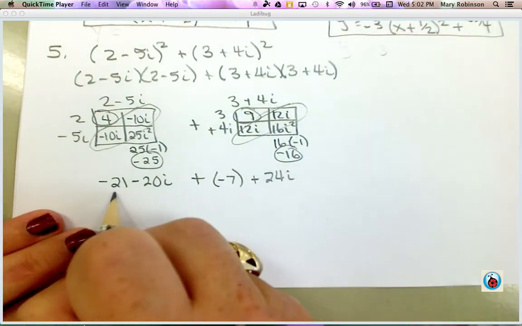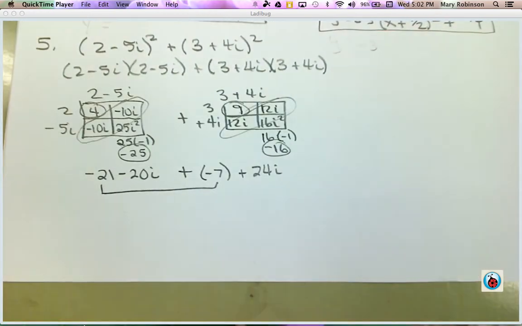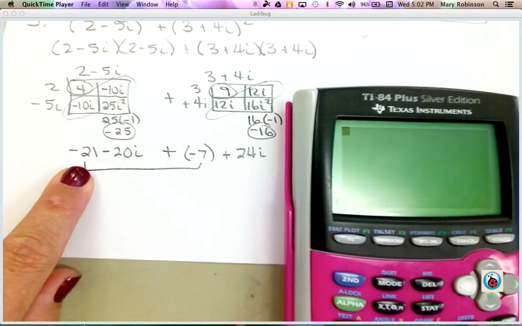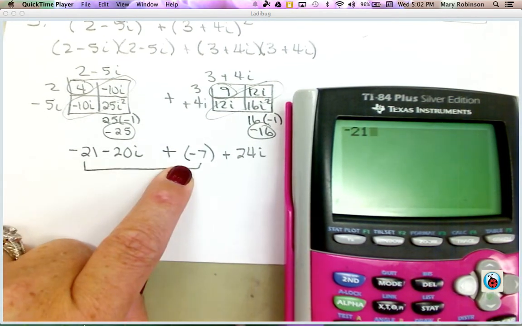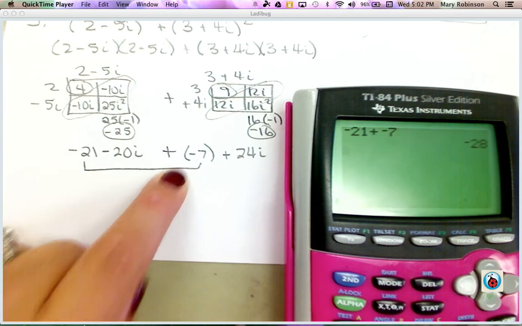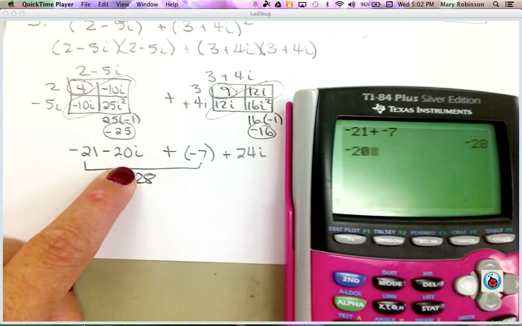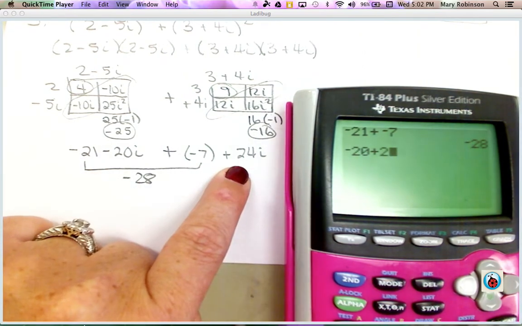So now I simply need to combine my like terms, so don't let this trip you up. So I'm going to, in my calculator, type in negative 21 plus negative 7, and that's negative 28. Then negative 20i plus 24i, that's a positive 4i.